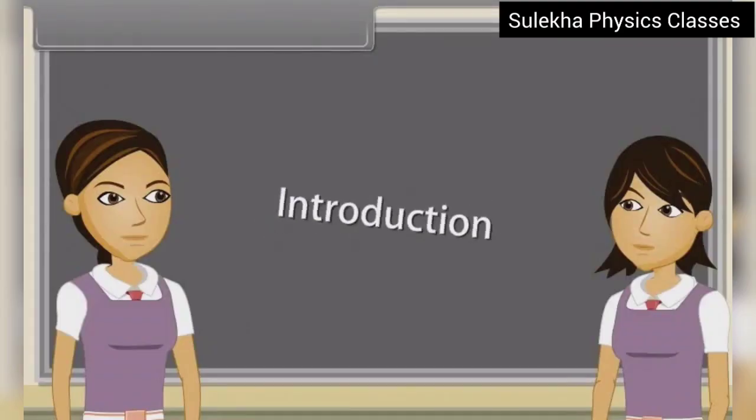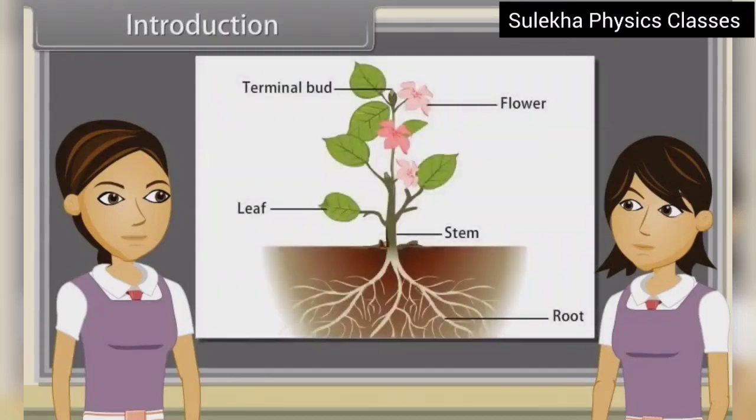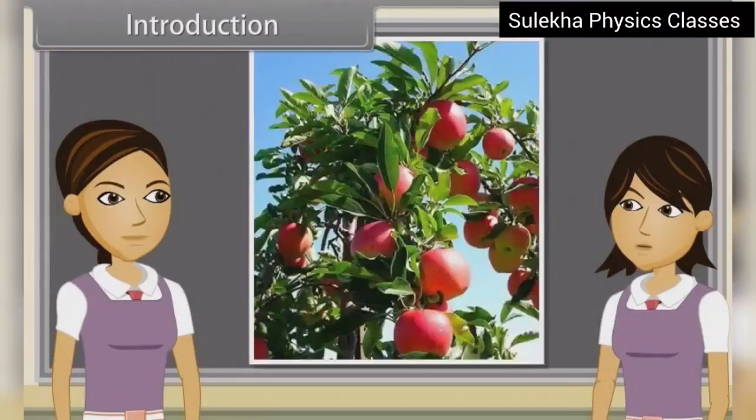Introduction. When we observe a plant, we see that every plant has roots, stem, and leaves. Plants also have flowers and fruits. We have already discussed characteristics, types, modifications, and functions of roots and stems. Now we will study the leaf.